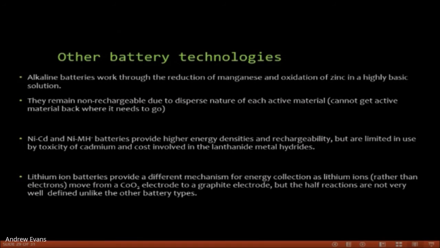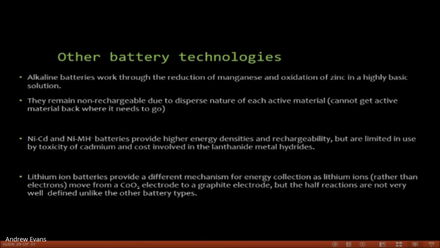Now, there's other batteries. You may have heard of alkaline batteries or alkali batteries. What does that mean? Alkali, remember, is basic. It's an old term meaning a basic battery. So unlike the lead acid battery, these alkaline batteries use manganese and zinc in a highly basic solution.